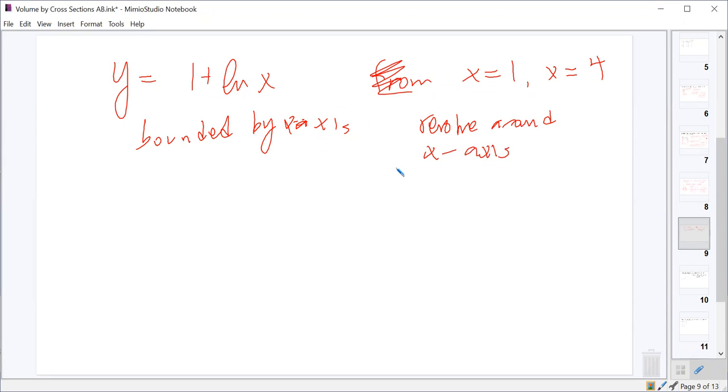So you guys, I'm going to pause the recording here and give you a second to set this up on your own, and then approximate this one using your calculator, because this is an integral you won't be able to do without your calculator. So I want you to try and set it up on your own.